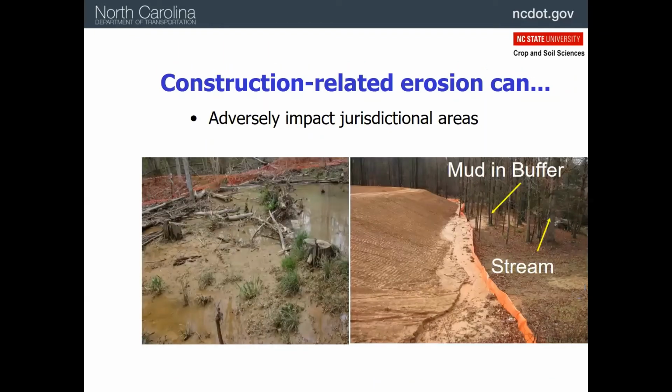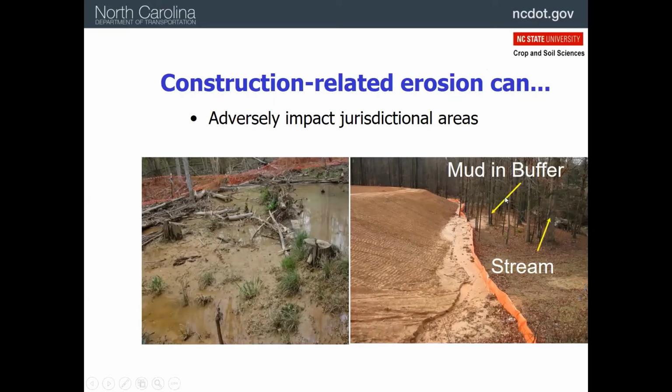And as I mentioned before, we certainly don't want to see any evidence of sediment moving off our project. So if we see this in a wetland, mud getting out into a wetland, or on the right, you can see the silt fence failed and we have mud out in the buffer, and then we have mud all the way into the stream. That's going to get a lot of attention.